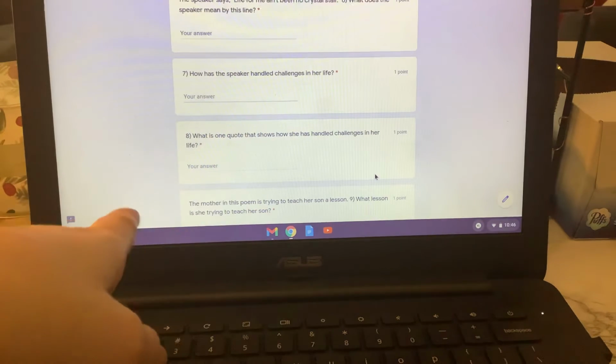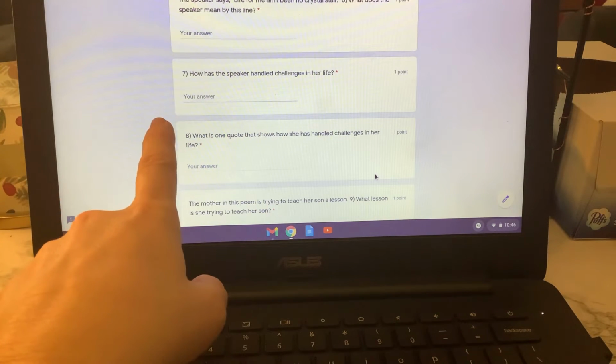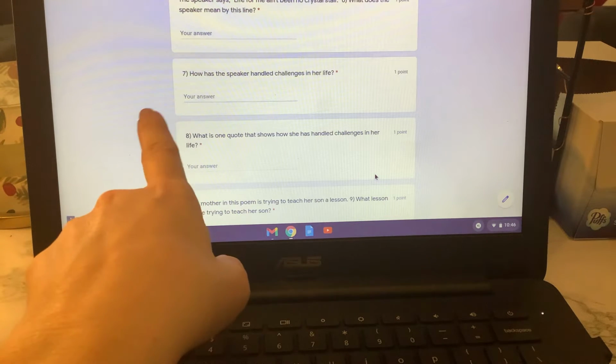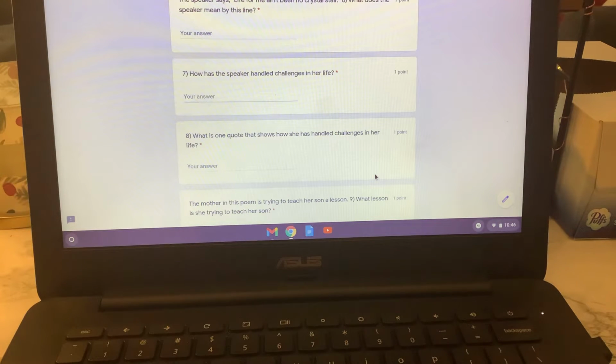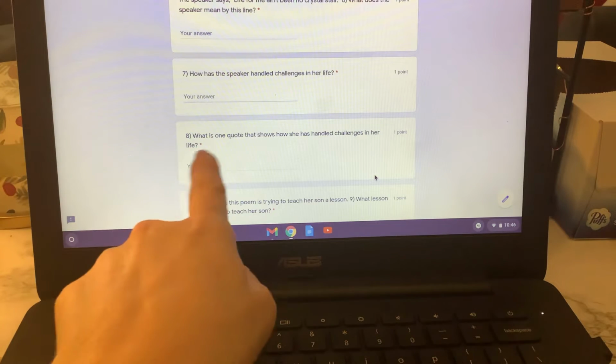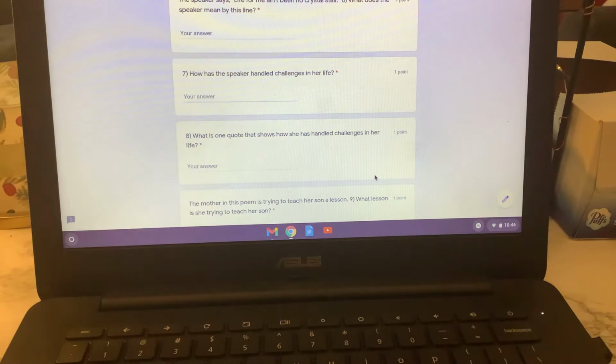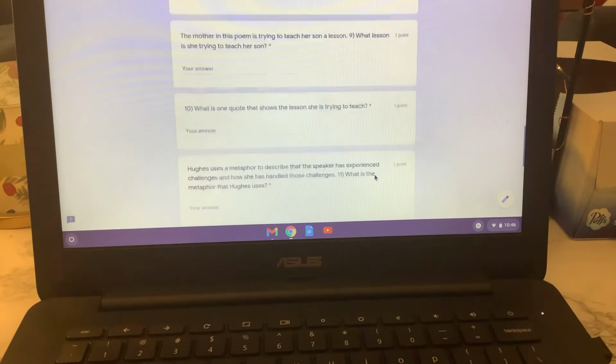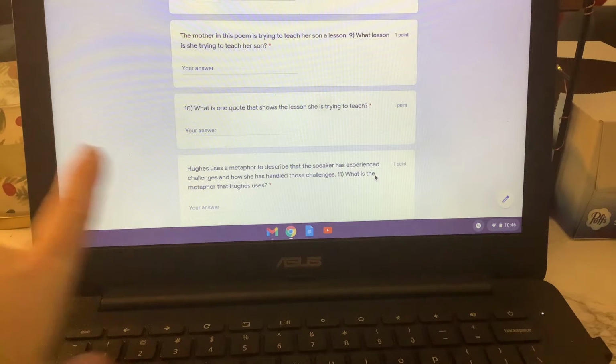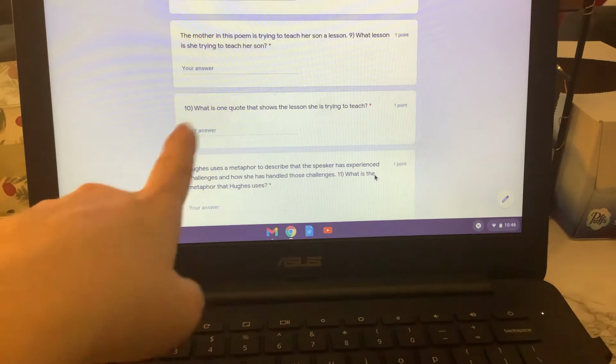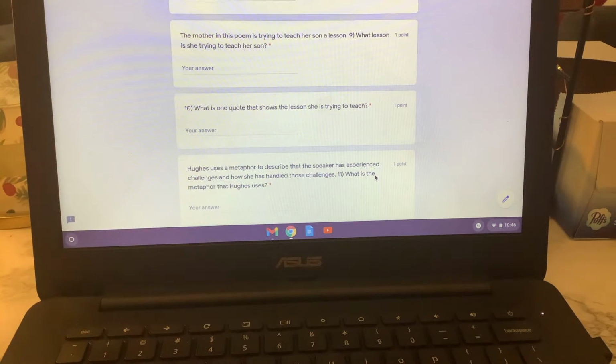7, how has the speaker handled challenges in her life? This is actually getting at our second objective, the next two questions. The speaker has handled challenges in her life by, and then one quote that shows how she has handled challenges in her life is, and you're going to support your answer with a quote. The mother in this poem is trying to teach her son a lesson. So 9, what lesson is she trying to teach her son? The lesson that she's trying to teach her son is blank. And again, with a quote, what is one quote that shows the lesson she is trying to teach? One quote that shows the lesson is blank.